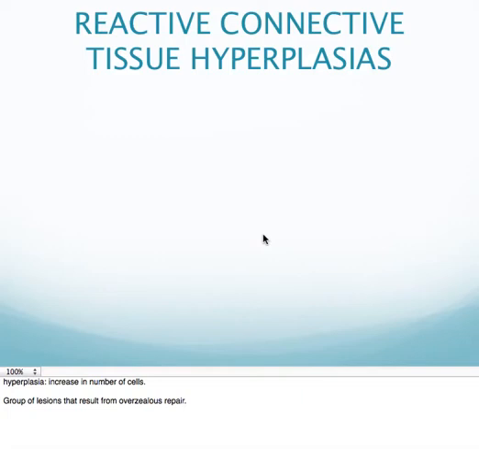We're talking about lesions that are found in the mouth. So we have the next group of lesions, which is reactive connective tissue hyperplasias, and these are lesions that are grouped together based on their ability to have overzealous repair. So they're trying to repair themselves too quickly, and it causes a whole other issue. So again, reactive connective tissue hyperplasias.